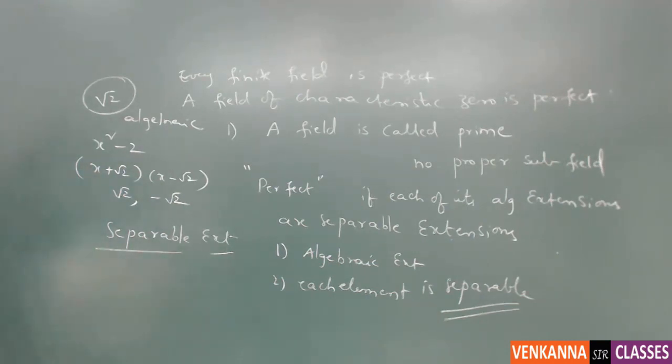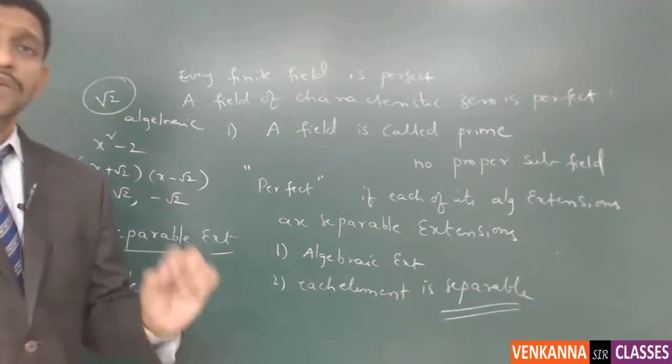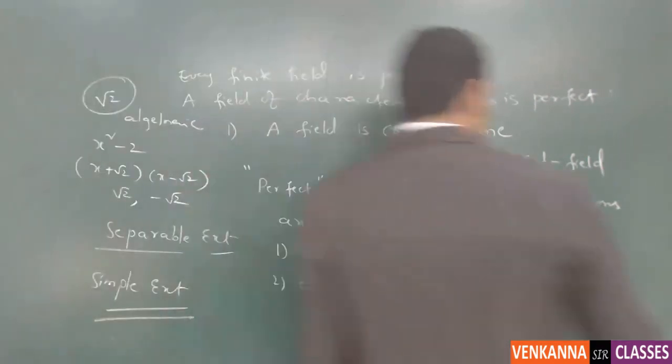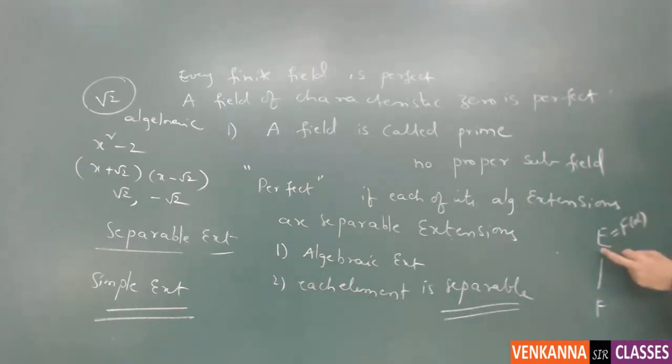And there is one more definition, simple extension. So what is meant by simple extension? If you consider an extension E for F, this extension should be of the form F(alpha). In other words, this extension is generated by one element over F. This we call a simple extension.